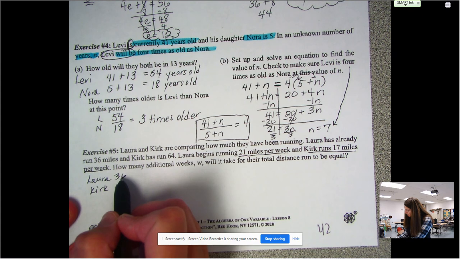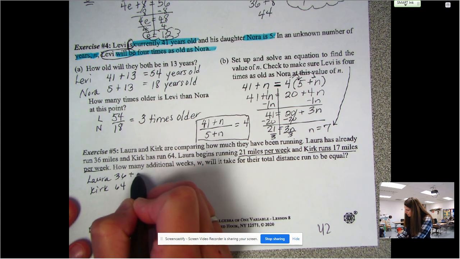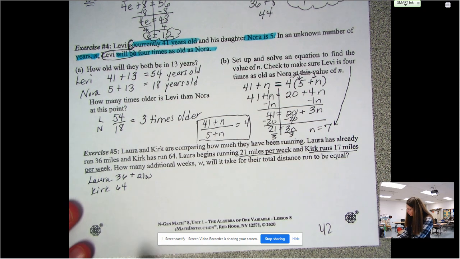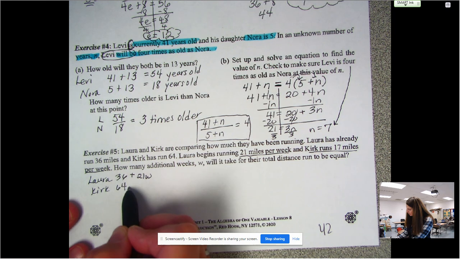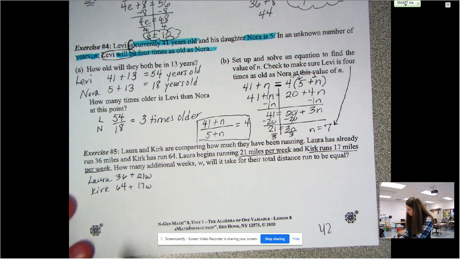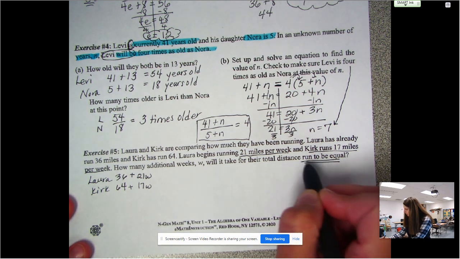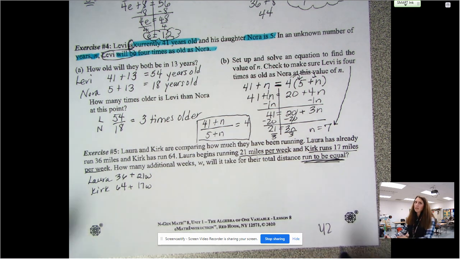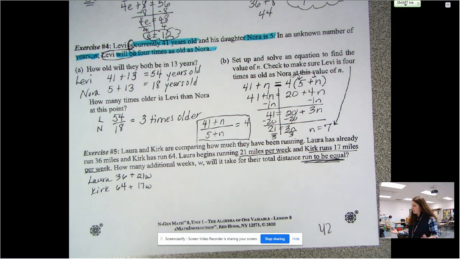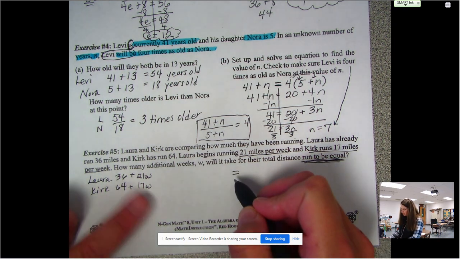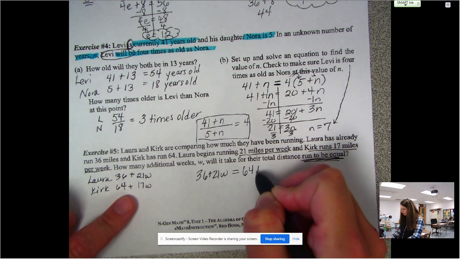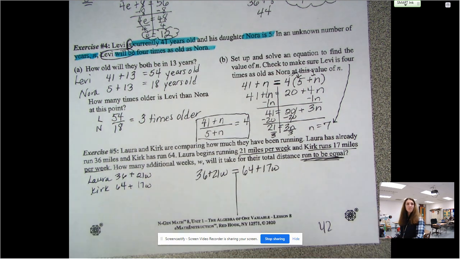So Laura starts with 36 miles and then adds 21 miles per week. So 21 times W. Kirk starts with 64 miles and adds 17 miles per week. So plus 17 times W. We want to know how many weeks it will take for their distance to be equal. Equal is equal, right? It's the same as the same. So when will their distances be the same or be equal? So we're going to set these two expressions equal to one another. Laura's equal to Kirk's. Put your balance beam in and we'll solve that.